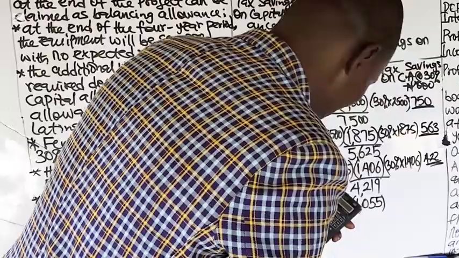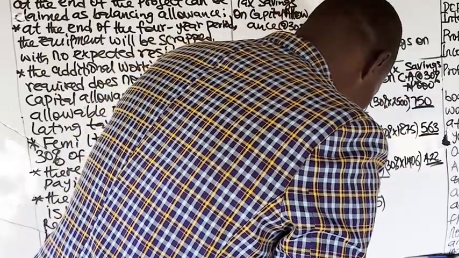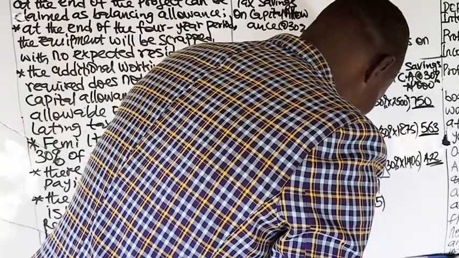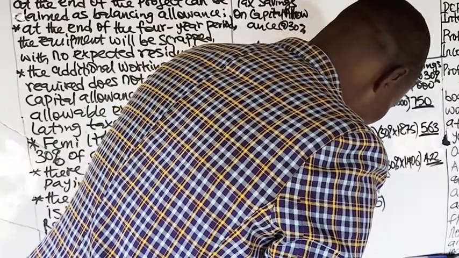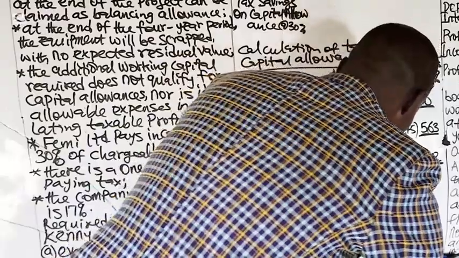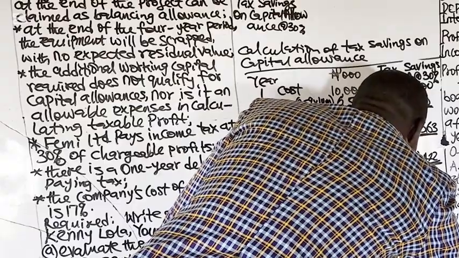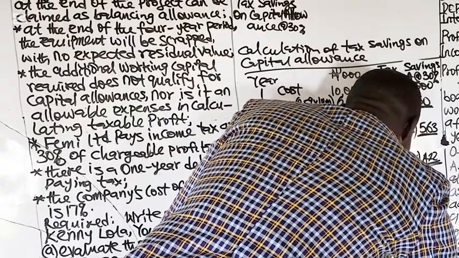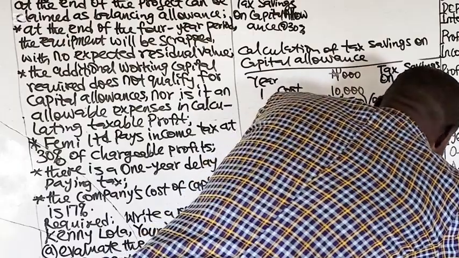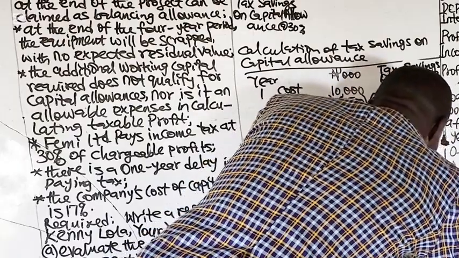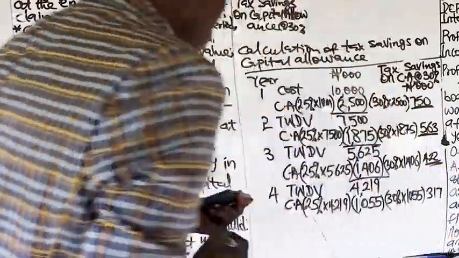1,055, approximately. Tax savings on that, 30% of that, 317. That is 30% of 1,055. That gives us 317. That is the tax savings on capital allowance.